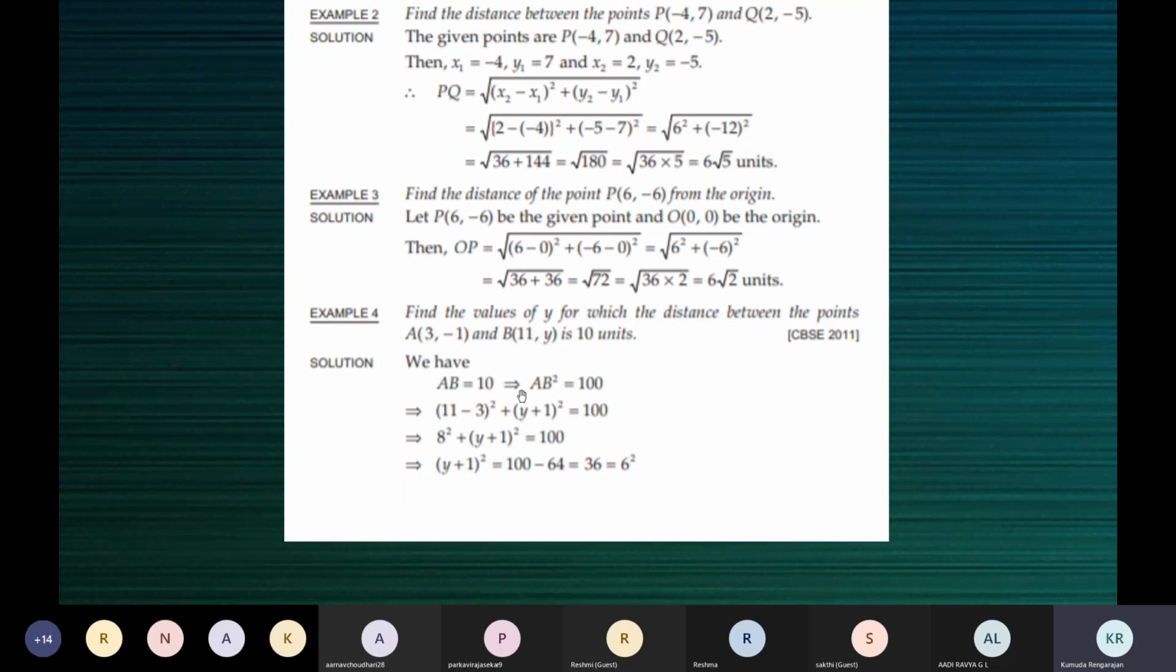I hope we understand. If you write it one below the other, it will be fine. AB is equal to 10. Below that, you write AB square is equal to 100. Below that, for AB square, we write this. Now you know how to solve this. You can solve it now, children, roughly. Please solve it now. All of you solve and tell me the values of y.